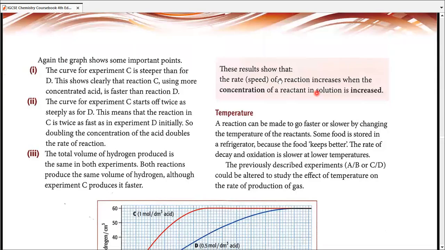So the results show that the rate or the speed of reaction increases when the concentration of any specific reactant in the solution is increased. For a solution, the concentration of reactant means, of course, mole per decimeter cube or mass per decimeter cube, mass or molar concentration. But apart from that, for any reactant, concentration can equally mean the amount of reactant used. The more the amount, the faster the rate of reaction. That goes for the masses of solids, or cubic centimeter values for gases or liquids, meaning the volume.